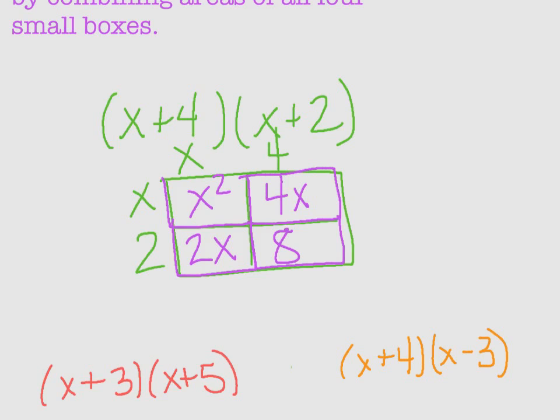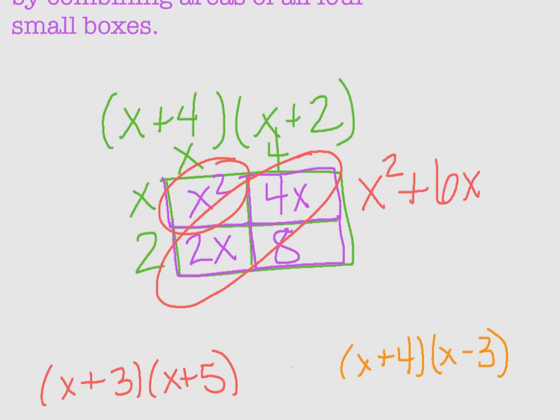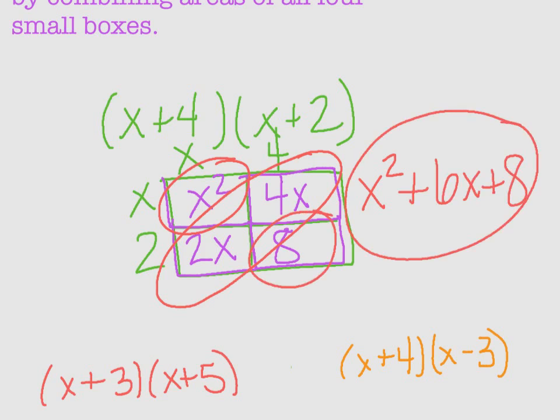If I combine my terms to write out the whole expression, x squared does not combine with any other terms. If you notice, the diagonals combine, 4x plus 2x is 6x, and 8 stands alone. It doesn't combine with anything else. This right here is my final answer. X plus 4 times the quantity of x plus 2 distributed is x squared plus 6x plus 8.